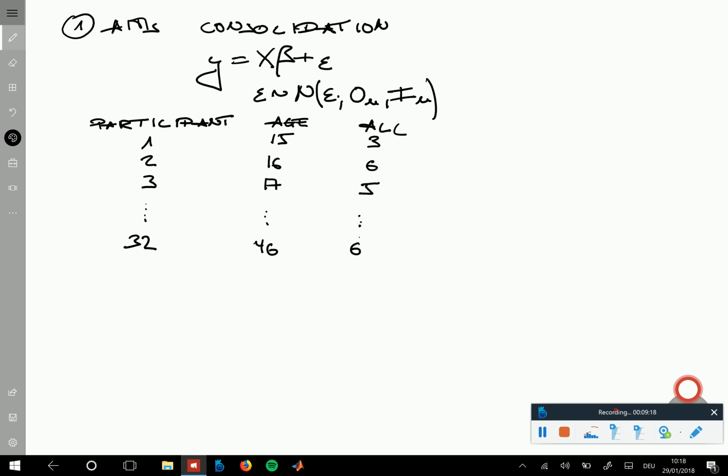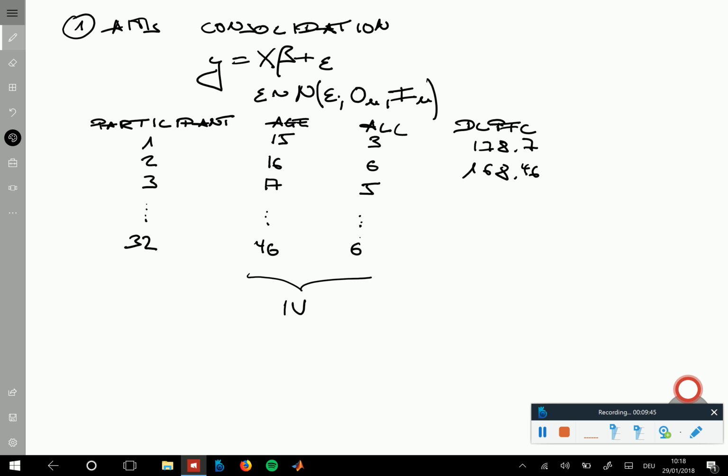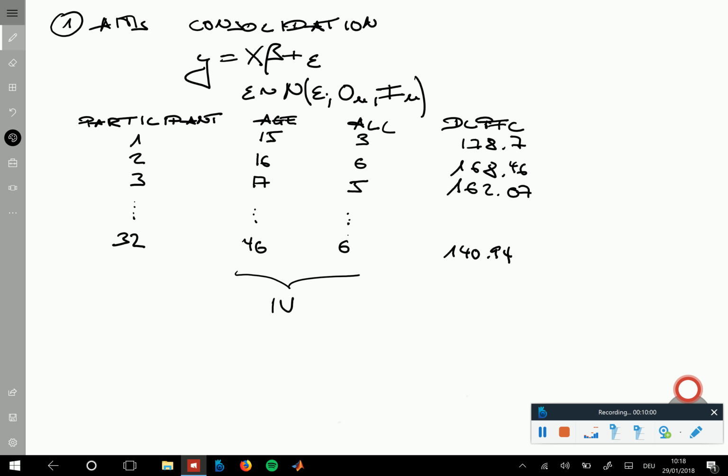So these are the independent variables, and the dependent variable is the volume of the dorsolateral prefrontal cortex. So that has some neuroscience interpretation, and these are just real numbers. So I'm copying some here from this table. Of course this example is a little bit artificial.